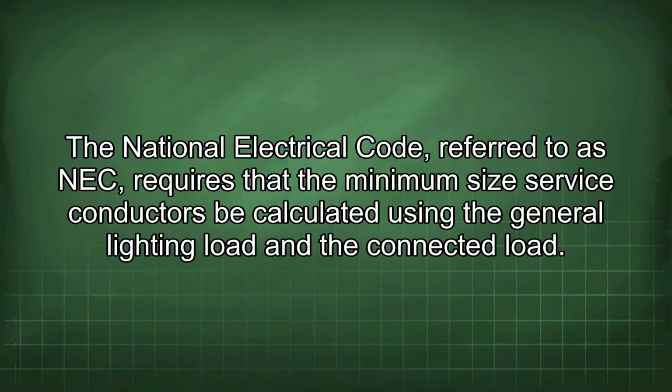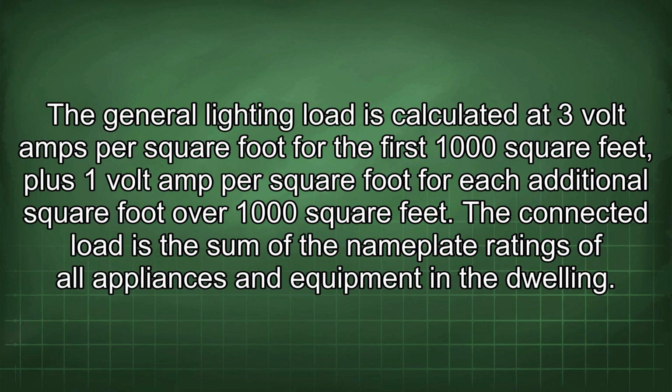The National Electrical Code, referred to as NEC, requires that the minimum size service conductors be calculated using the general lighting load and the connected load. The general lighting load is calculated at 3 volt amps per square foot for the first 1000 square feet, plus 1 volt amp per square foot for each additional square foot over 1000 square feet. The connected load is the sum of the nameplate ratings of all appliances and equipment in the dwelling.